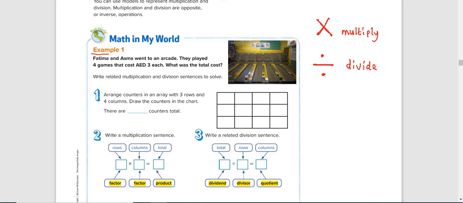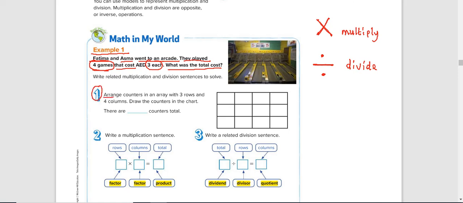Let's look at this example 1. Fatima and Asma went to an arcade. They played 4 games. Okay, so we have, this is important, 4 games that cost 3 dirham each. What was the total cost? So 4 games, and each of these games cost 3. So how do you do it? Let's follow the steps here.